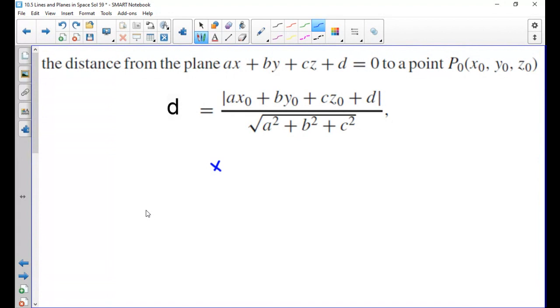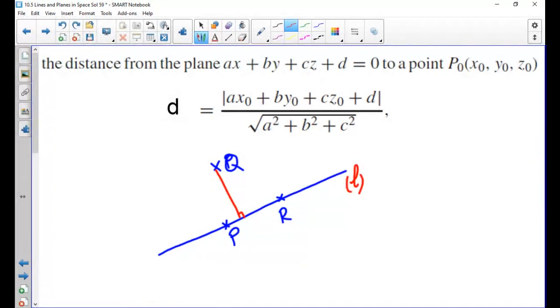If you have a point P and a line which goes through two points, Q perhaps, and R, you want the distance from the point to the line L, like this. There is a rule: the magnitude of the cross product of PQ and PR, divided by the magnitude of PR. This is how you get the distance from a point to a line.